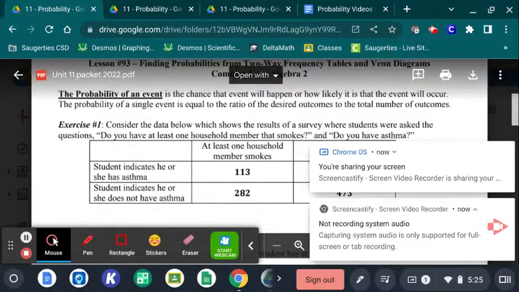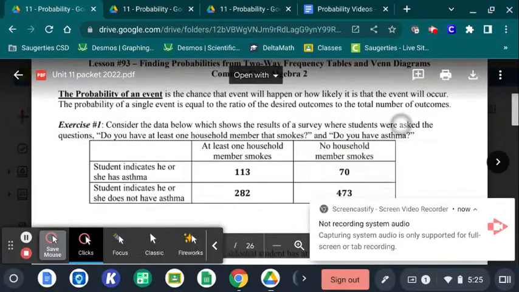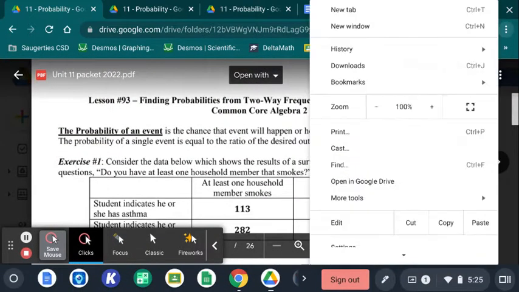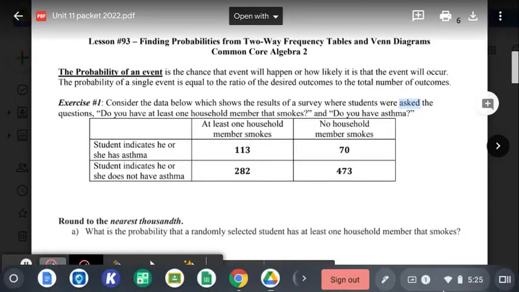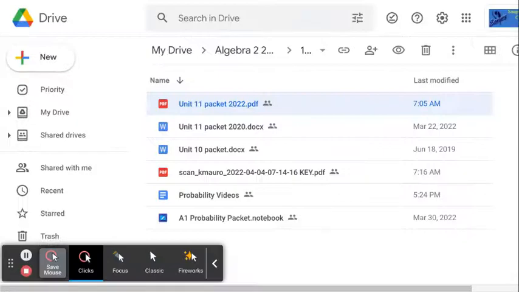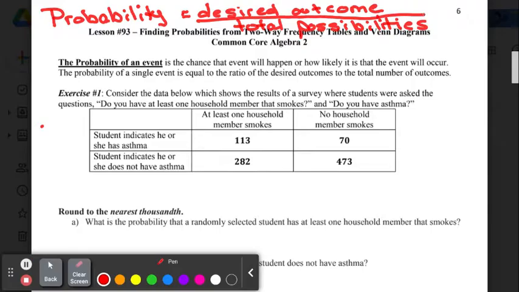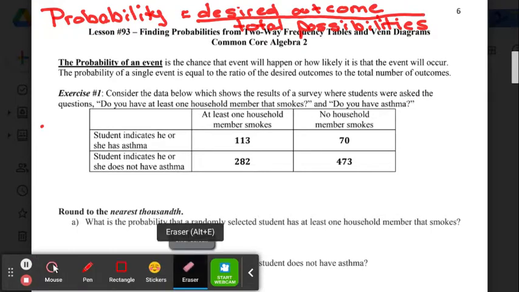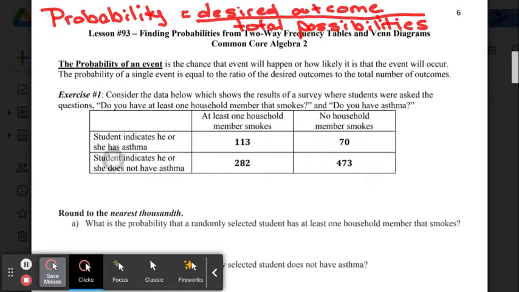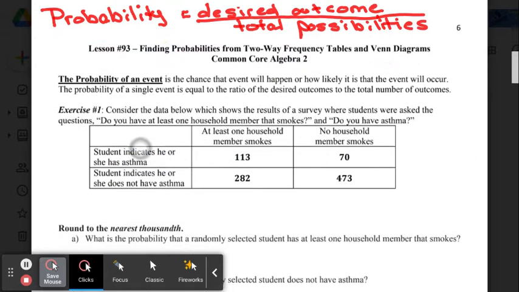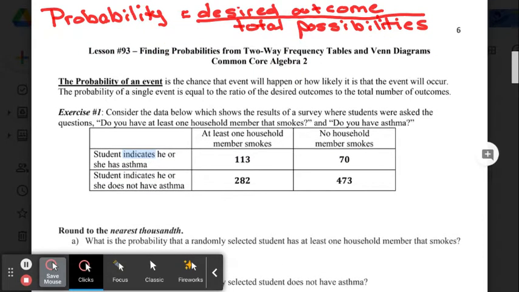Okay, so today we're working on lesson 93. We're actually finding probabilities today. So the definition of probability is what you're looking for, your desired outcome, and you divide that by the total possibilities. So before we continue, I'm going to take this data that I have and add some things.